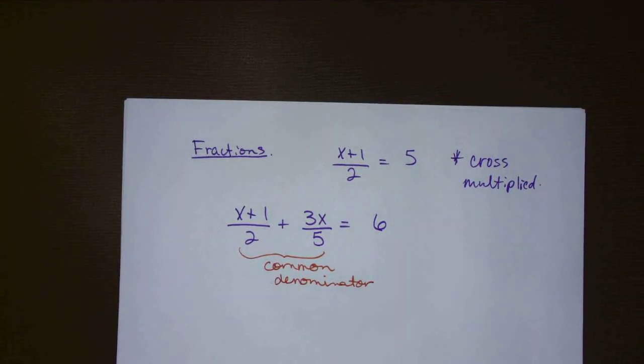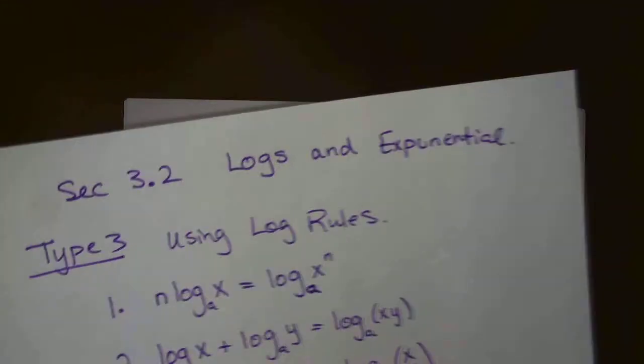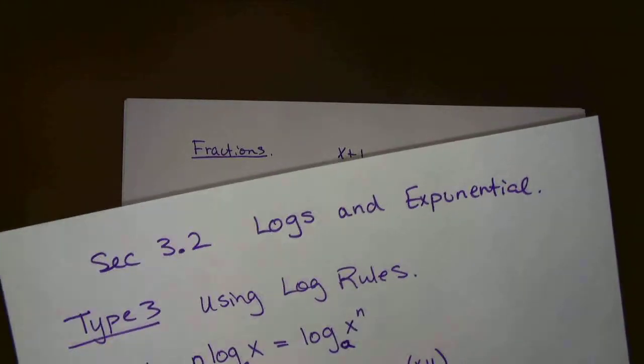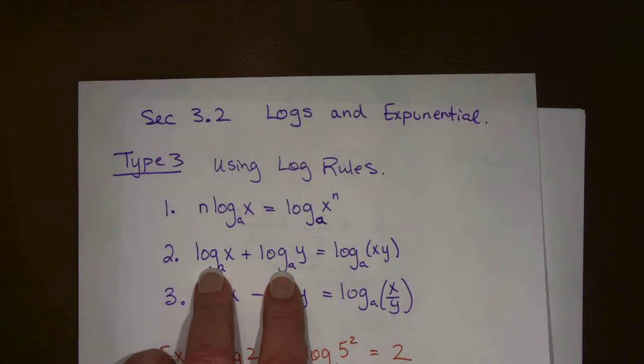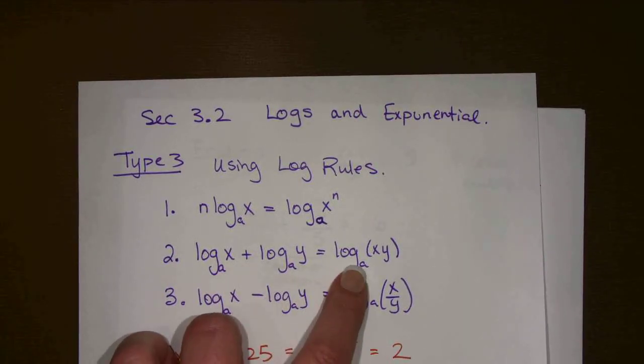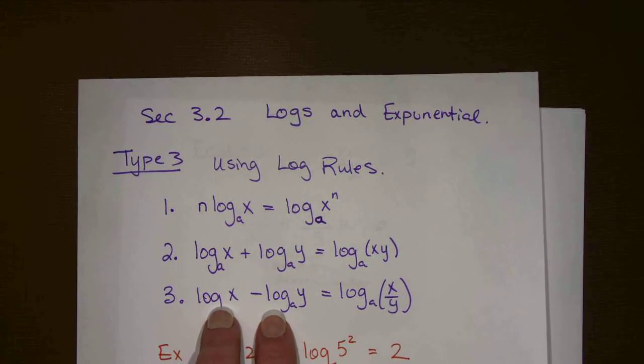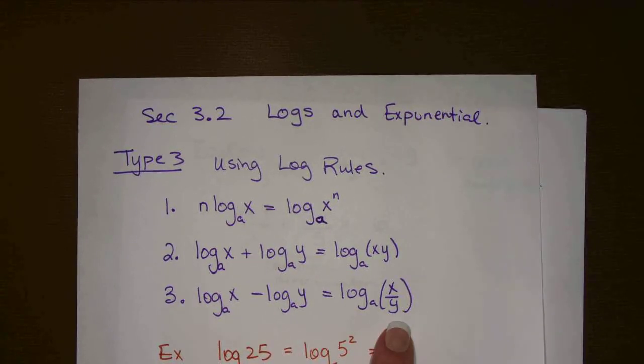Those rules that I just wrote down are what we use. There's no such thing as a common denominator here because they're not fractions. Instead, you can take 2 logs, if there's a plus sign in between them, and make them into 1. And you can take 2 logs if they're subtracted and make them into 1 using these rules.